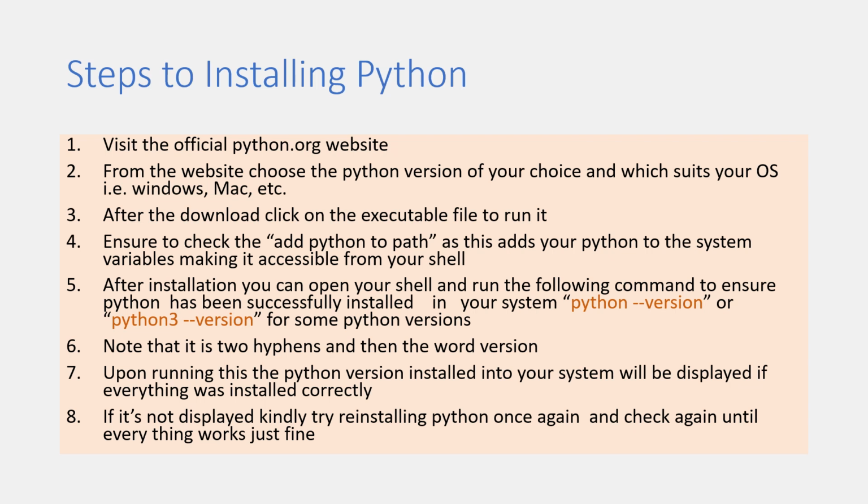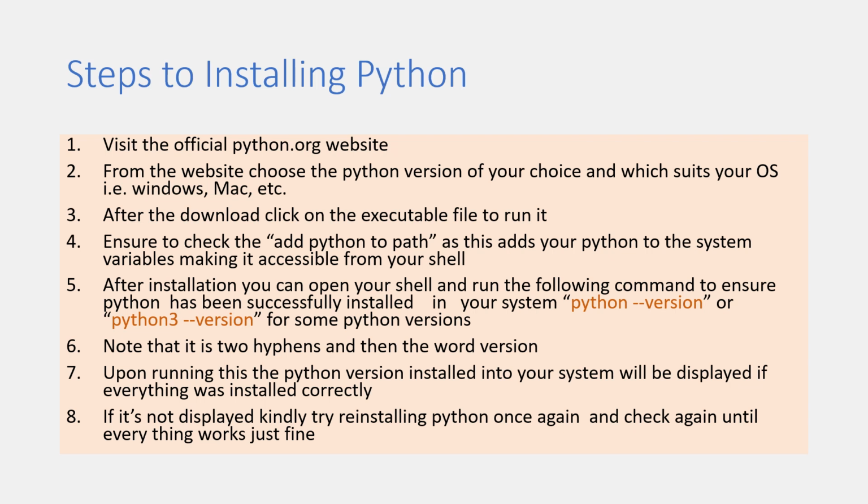So on some machines, according to the version of Python you've installed, you'll use the first command, python, then space, hyphen hyphen version, or python3 space hyphen hyphen version for some Python versions. So if you try the first command and it doesn't work, don't panic, go to the second one. Now if both don't work on your machine, then you have to uninstall Python. You first uninstall it, then you reinstall it.